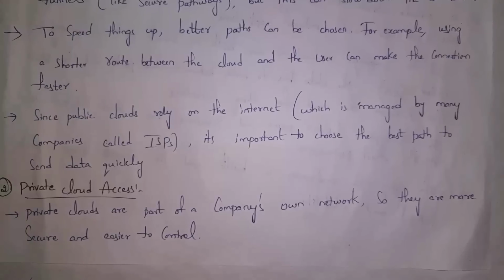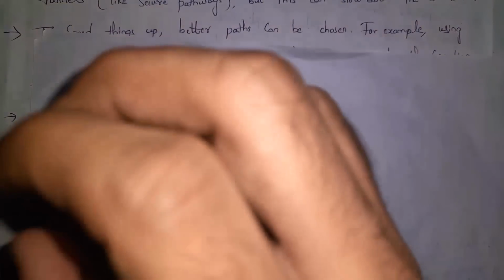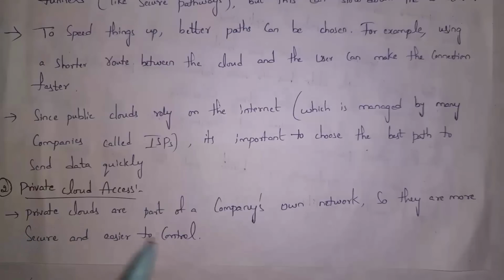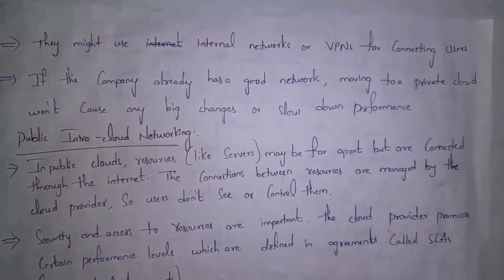Second one is private cloud access. Guys, some companies create their own cloud setup by using servers, storage, hardware, software, etc. And we call this setup a private cloud because only employees in that company can use that cloud. Using the cloud is nothing but using software, hardware, servers, storage, etc., and only employees in that company can use them. Private clouds are part of the company's own network, so they are more secure and easy to control. Outside people cannot access a private cloud, so data will be secure. Private clouds might use internal networks or VPNs for connecting users.